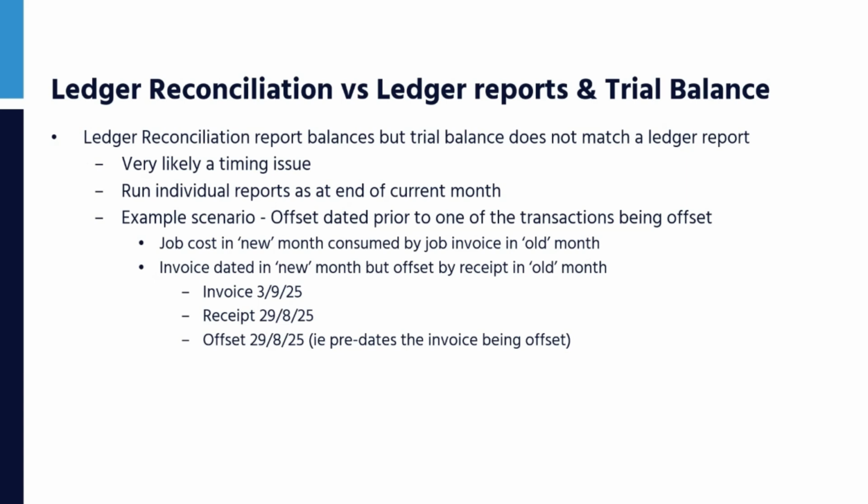Similarly, from an invoice perspective, if you raise an invoice on the 3rd of September and you have a receipt on the 29th of August, and then you go to do an offset that's dated the 29th of August, i.e. that offset's being done against an invoice that didn't exist at that point in time, then you are going to get a situation where your age balance list isn't going to equal your trade debtors control account. But again, run the reconciliation report. If that balances, then you know you've just got a timing issue.